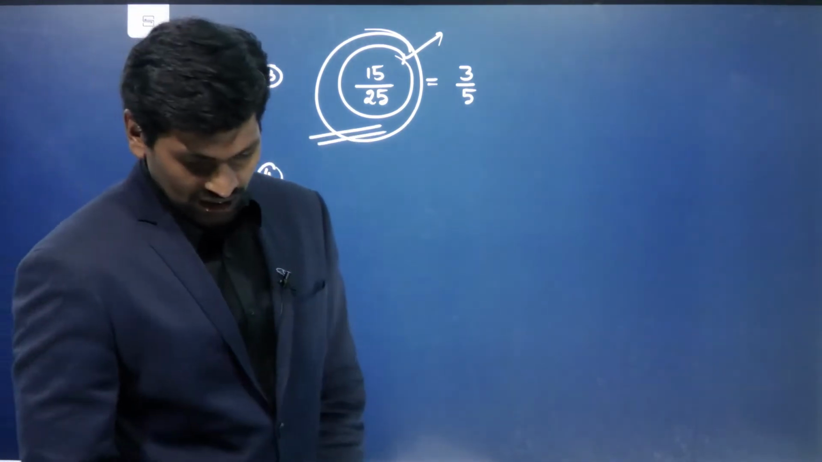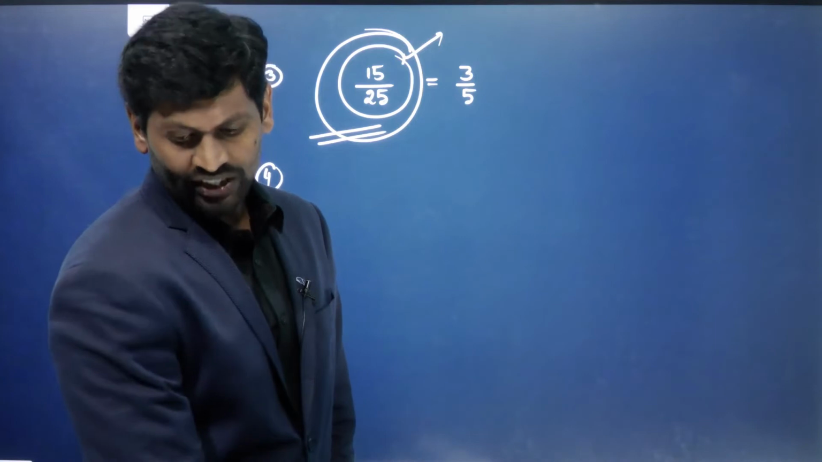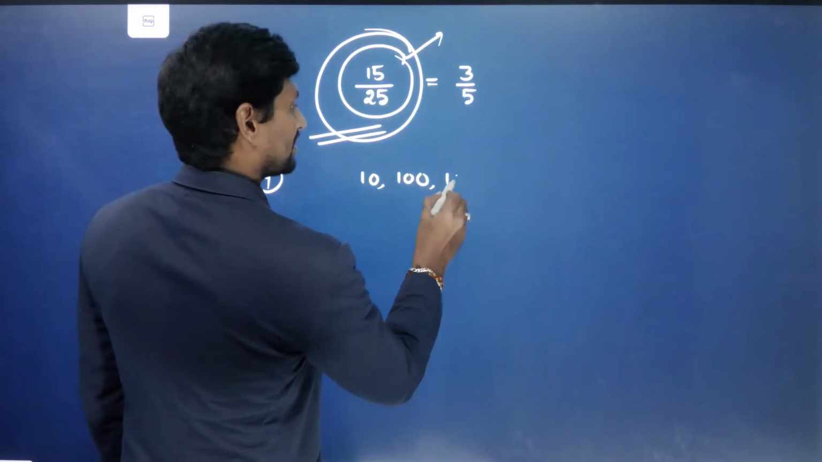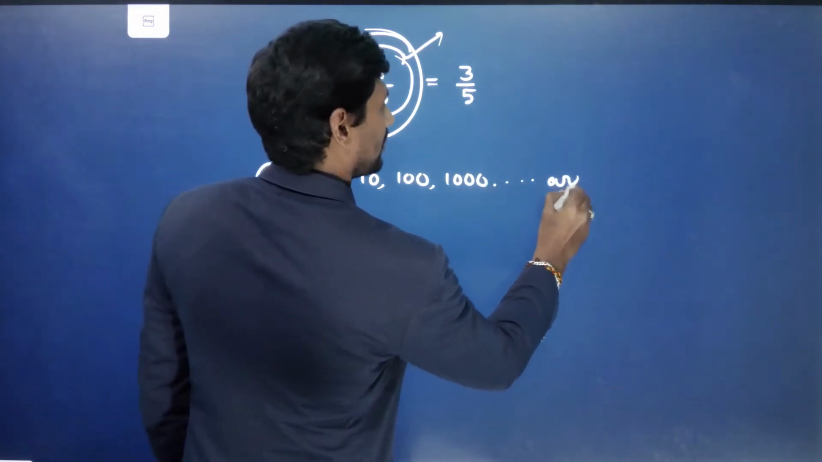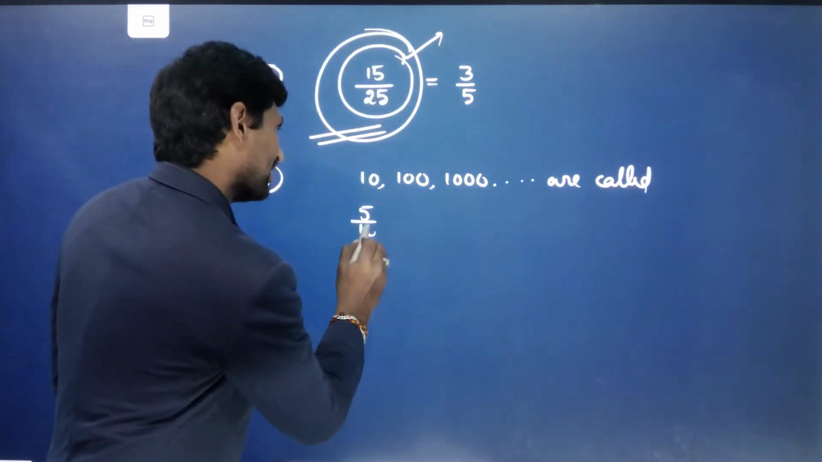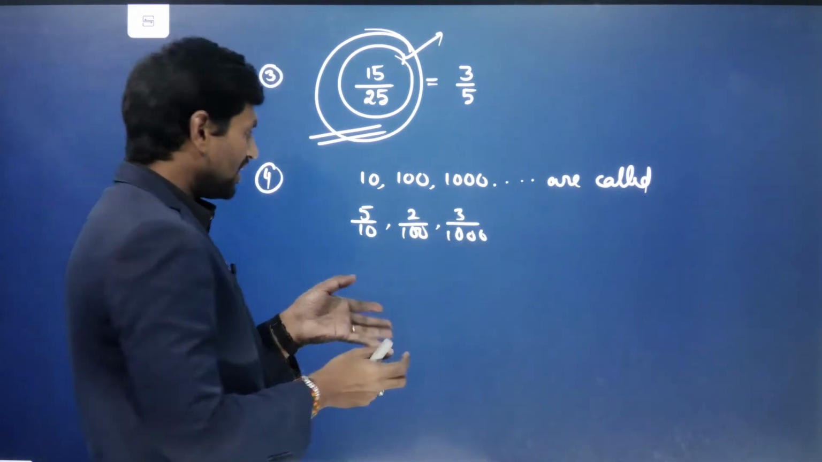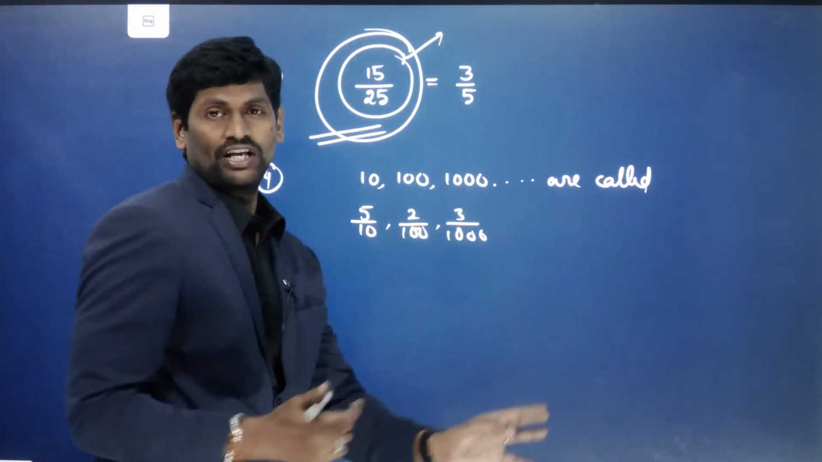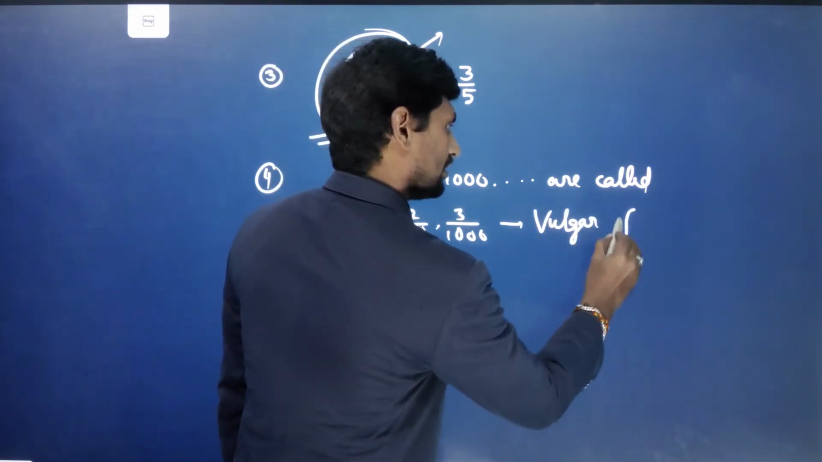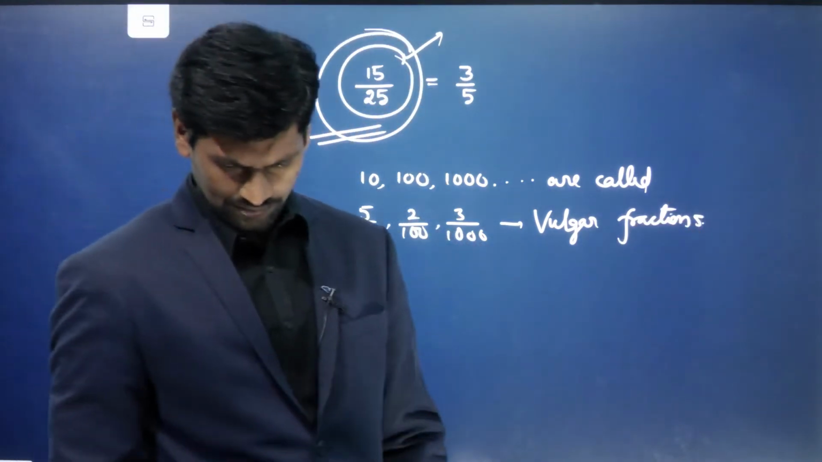Let us go to the next type of question. Fractions whose denominators are 10, 100, 1000, etc. are called what? Denominators in the sense, 5 by 10, 2 by 100, 3 by 1000. See, all are having the denominators in the form of multiples of 10. So such type of fractions are called vulgar fractions.